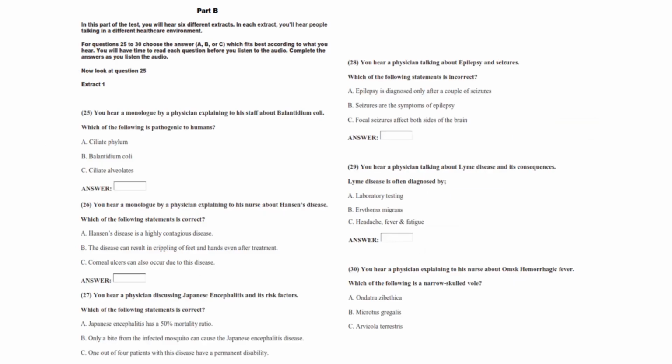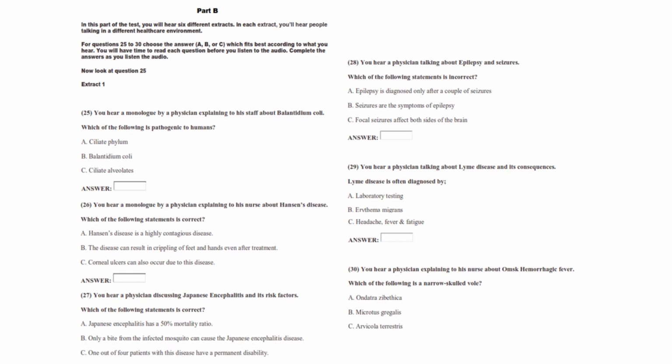Now look at Part B. Part B. In this part of the test, you will hear 6 different extracts. In each extract, you will hear people talking in a different healthcare environment. For questions 25 to 30, choose the answer A, B, or C, which fits best according to what you hear. You will have time to read each question before you listen to the audio. Complete the answers as you listen to the audio.